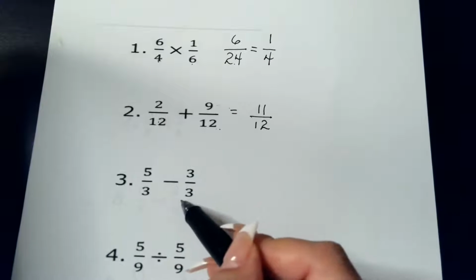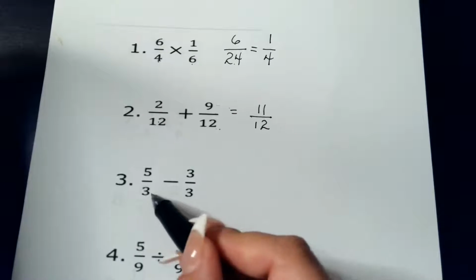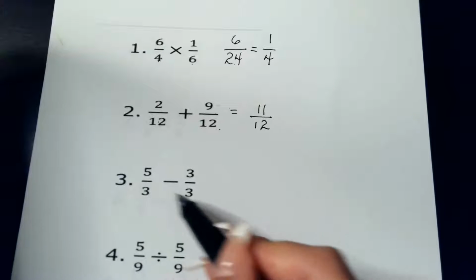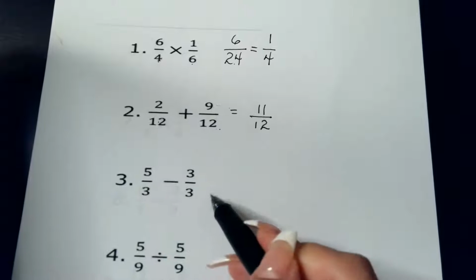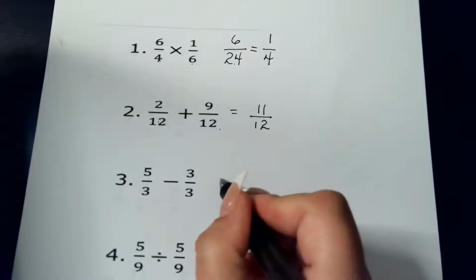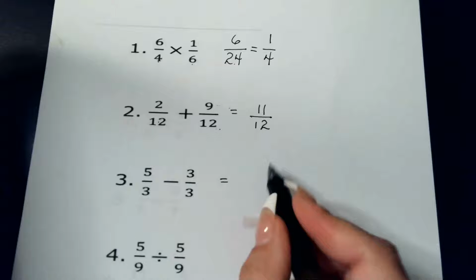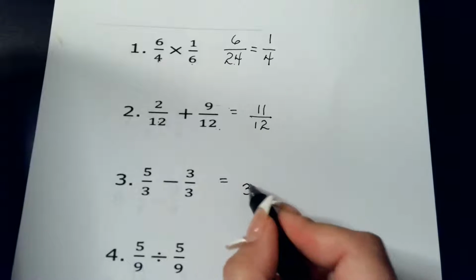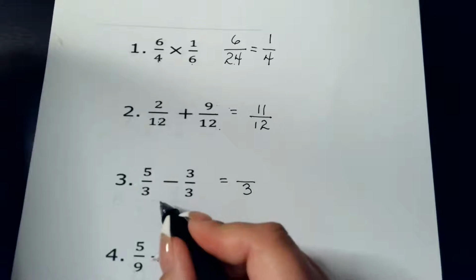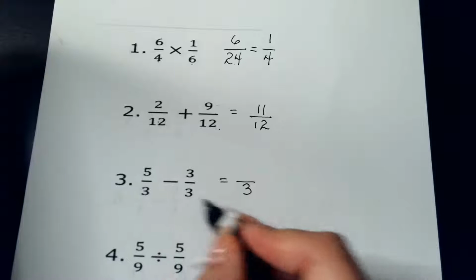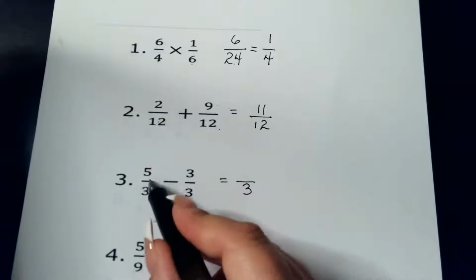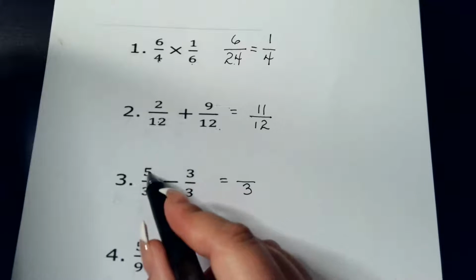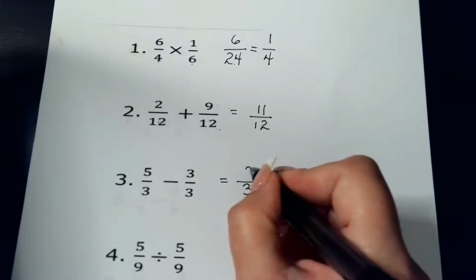The next one is subtraction. And again, both denominators are the same, which is very helpful because they need to be the same. So the denominator remains the same. It is neither added nor subtracted nor multiplied. It comes over exactly as it is. And the only numbers that change are the numerators. 5 minus 3 is 2.